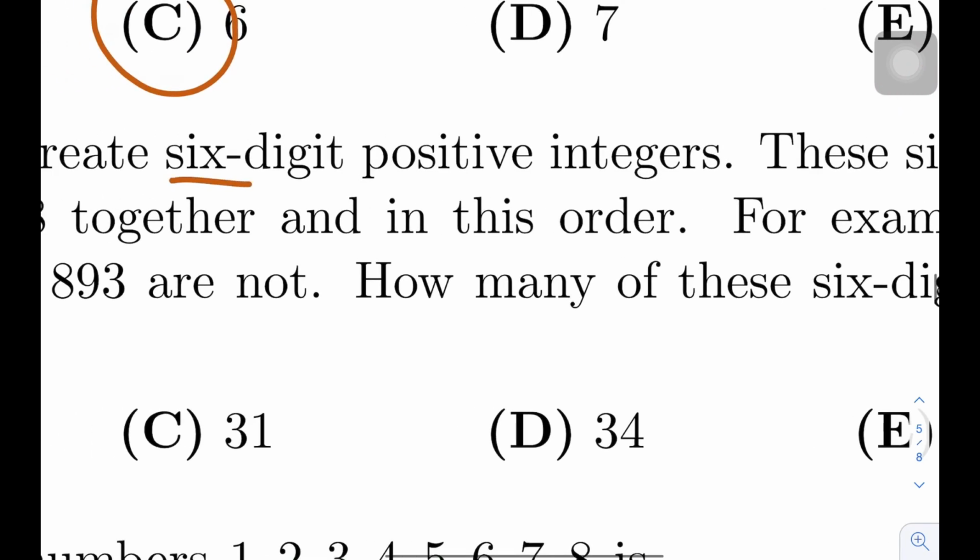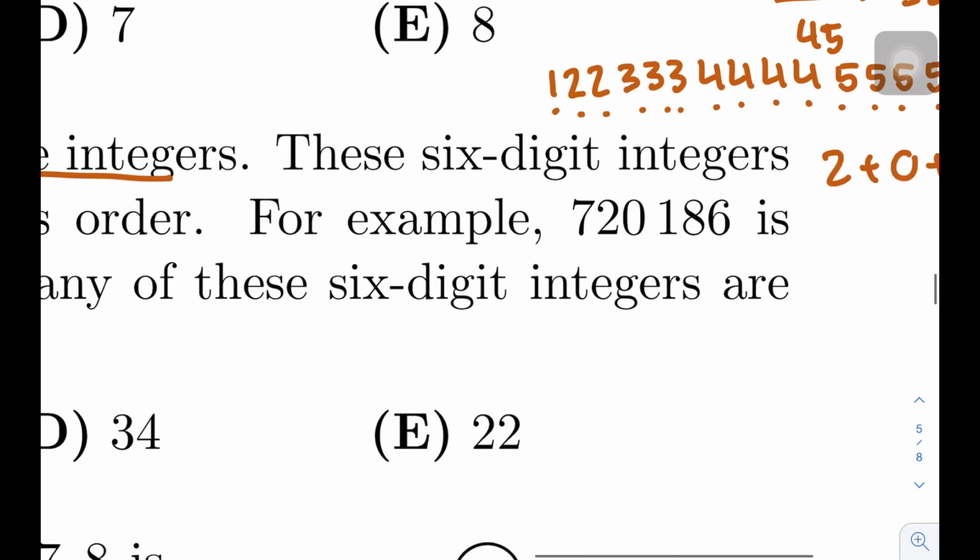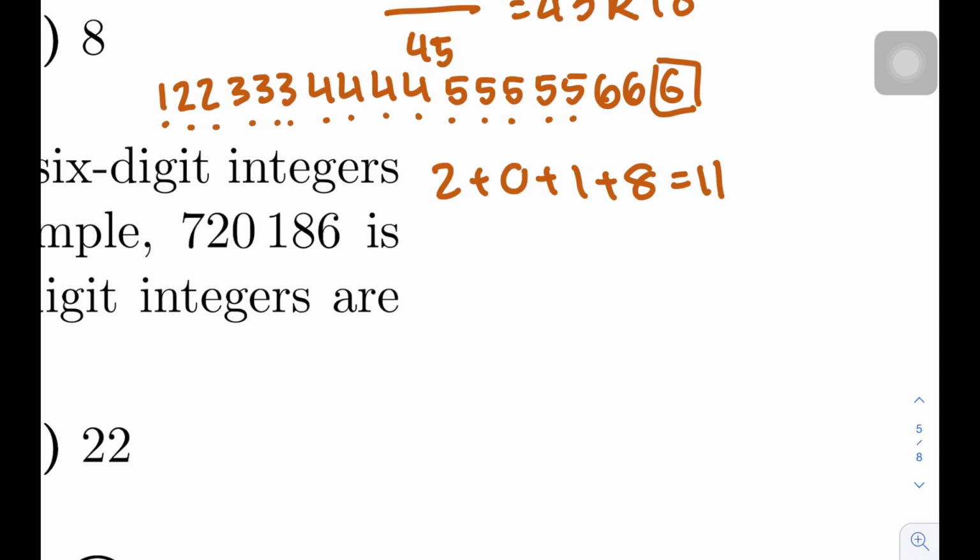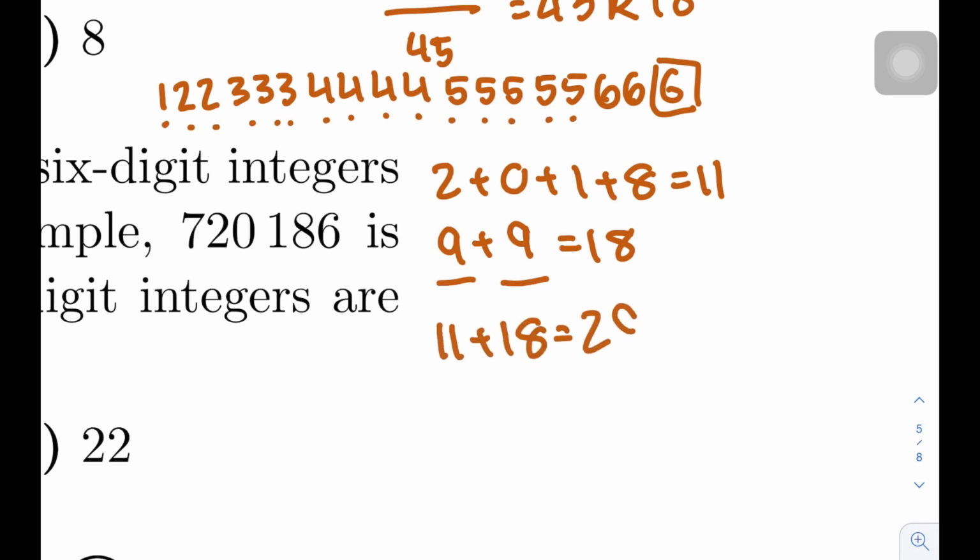So since this is a 6-digit positive integer, 2018 already takes up 4 of those digits. I want to look at the other 2 digits. The largest sum they can make is if they're both 9, and if you add them together, you get 18. So the biggest total sum of the 6 digits is 11 plus 18, which gives me 29.